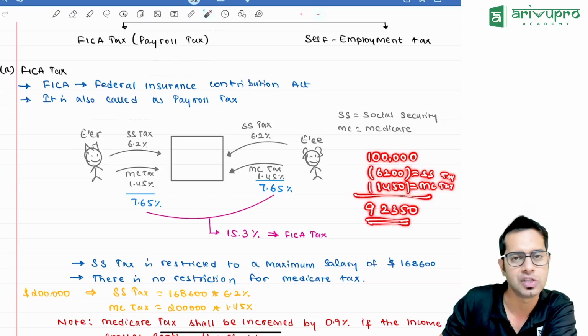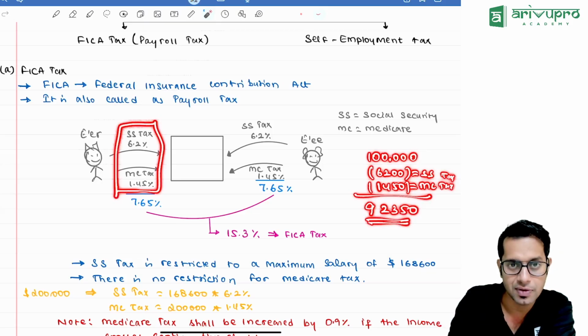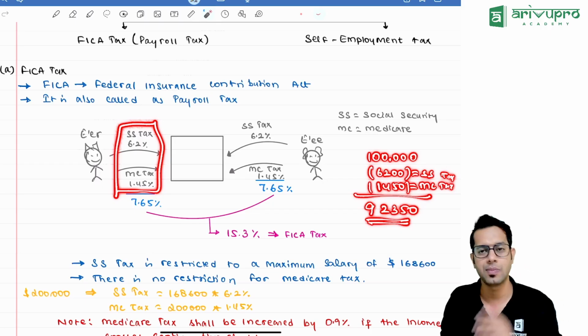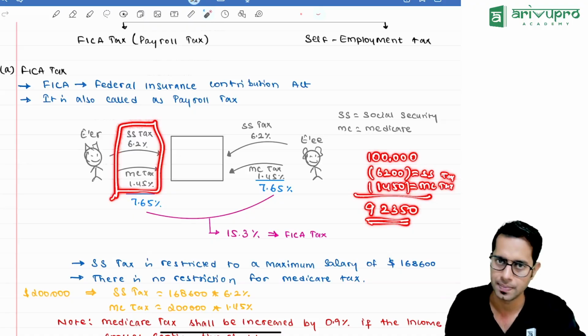9,250. This is the amount which is going to pay you as salary. But sir, what about this amount? Will he not reduce this from my salary? No, he is not going to reduce this from your salary, because this is his own contribution which he'll have to pay from his own pocket.